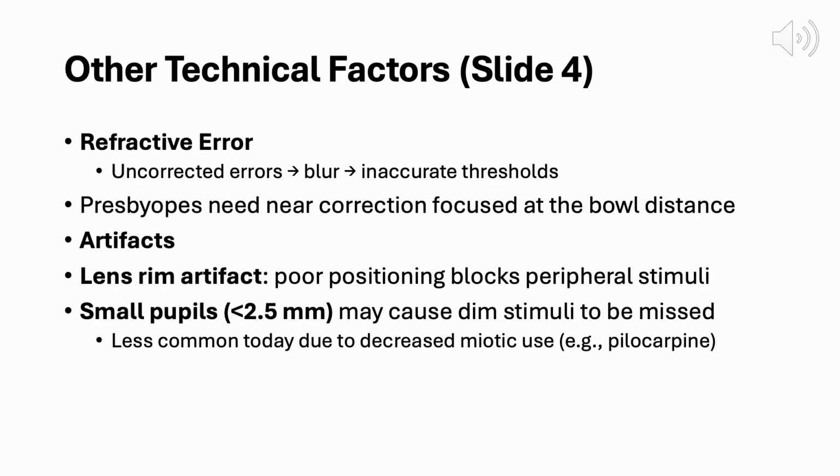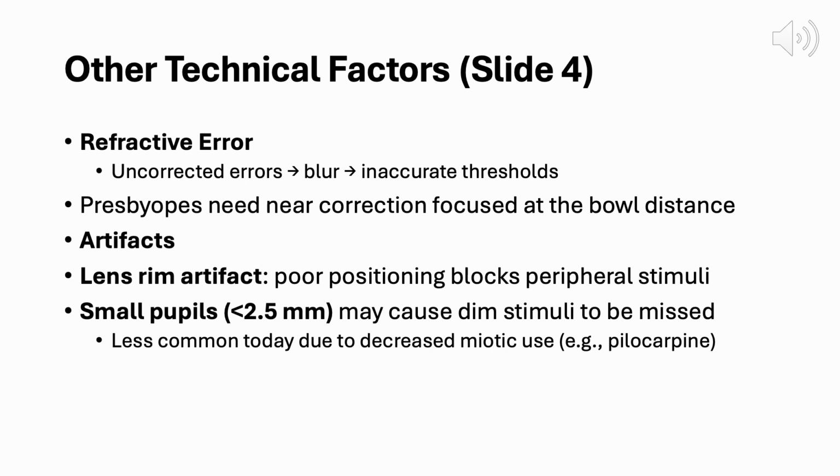Several technical factors can affect the accuracy of perimetry results. One key issue is uncorrected refractive error. If the patient doesn't have the proper near correction for the bowl distance, the visual stimuli can appear blurry, leading to artificially high threshold values. This is especially important for presbyopic patients, who often require additional near correction.